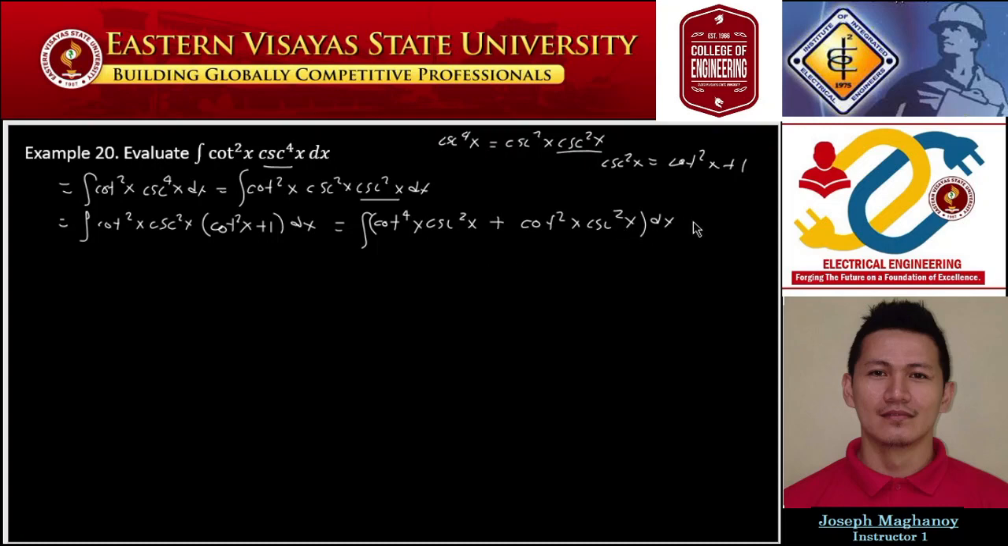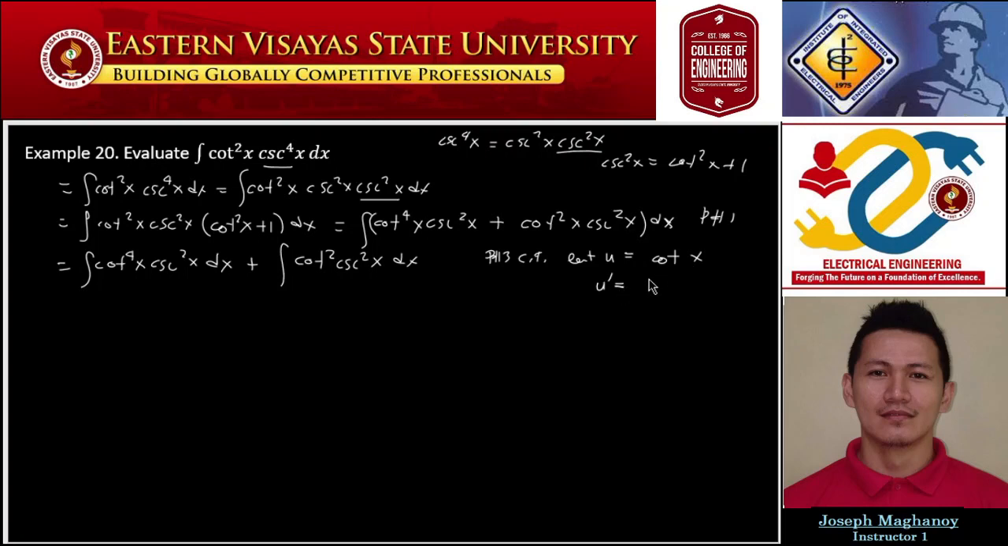Okay, so we break this term. We apply property number 1, so we distribute the dx and the integrand inside our quantity. So, integral of cotangent to the 4th x cosecant squared x dx plus integral of cotangent squared x cosecant squared x dx. So we have two terms. But observe again, like what we did in example number 19 and 18. They have common cotangent and common cosecant in each term, but they only differ with the power. So by applying our property number 3, determine the correction factor, we let u equal to our cotangent x.